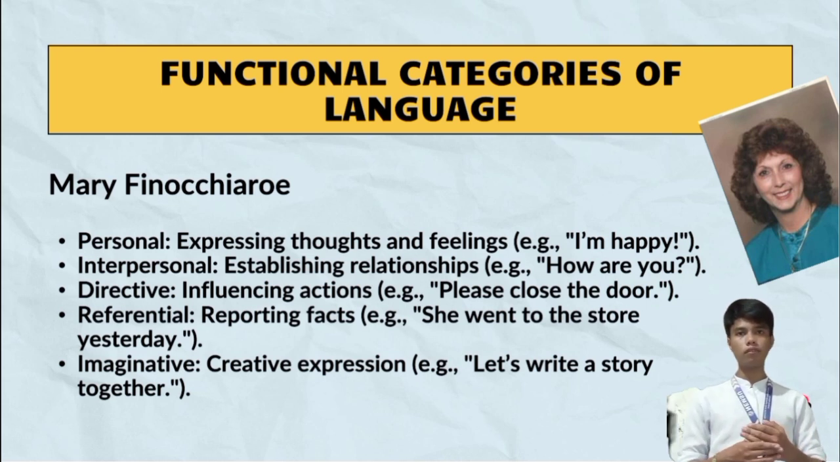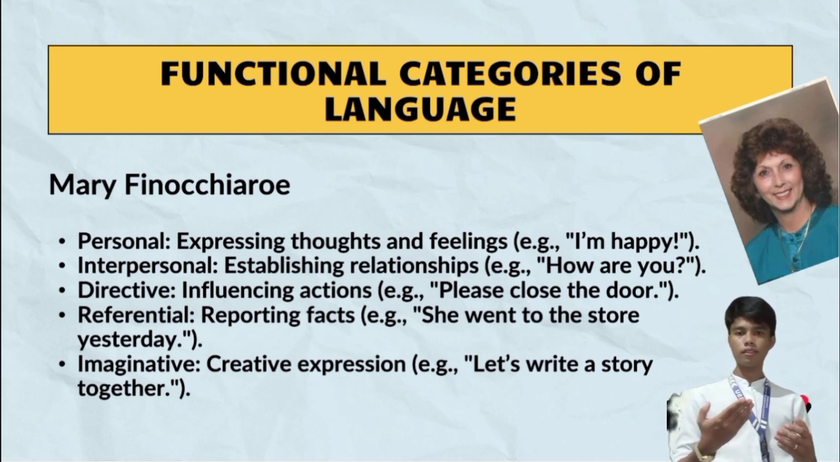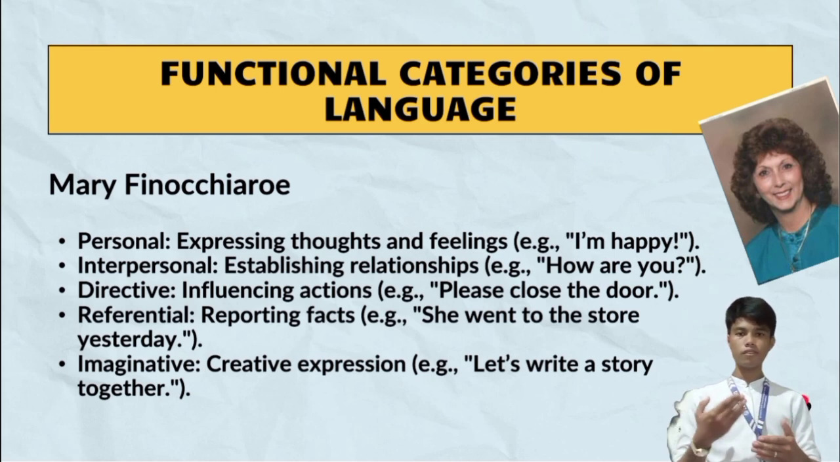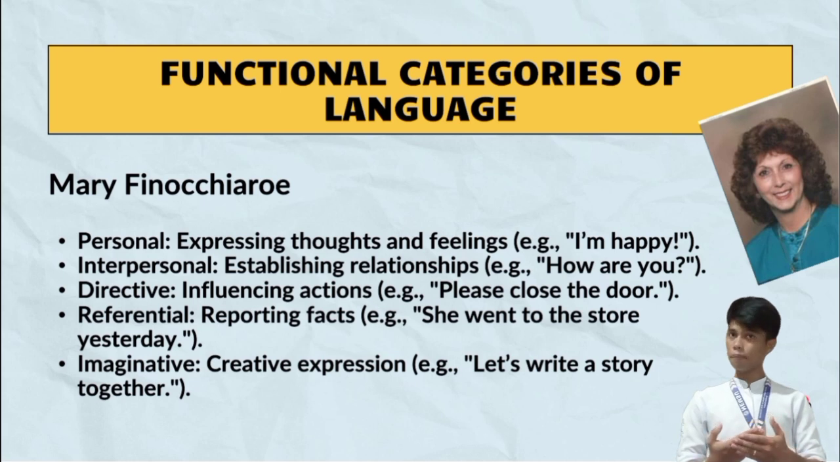And then the third one is directive, which refers to influencing actions, like requesting, for example, please close the door. That is directive. You are influencing someone to make an action. And referential is about reporting facts or factual information. Like for example, she went to the store yesterday. And then the last one is imaginative, which refers to creative expression. Like for example, let's write a story together. It showcases the imaginative way of communication.